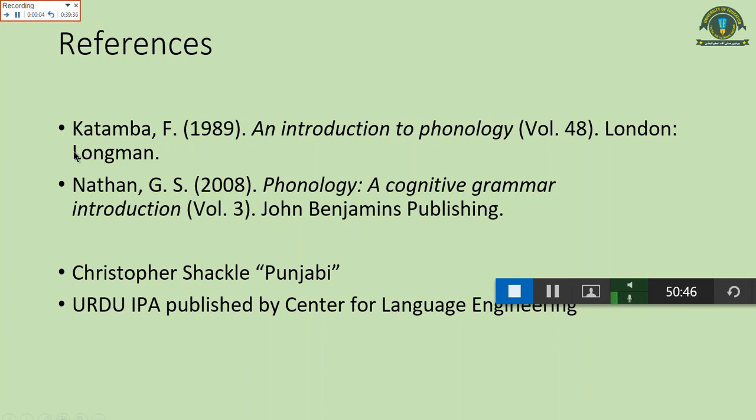The topic of complementary distribution and minimal pairs was taken from the book of Katamba, and again the topic of contrastive distribution, complementary distribution. So this book was also consulted for this topic. Activities were particularly taken from this book, An Introduction to Phonology, and the Punjabi phonemic inventory was taken from the chapter by Christopher Shackle in the book Indo-Aryan Languages, and the Urdu phonemic inventory was taken from this source.